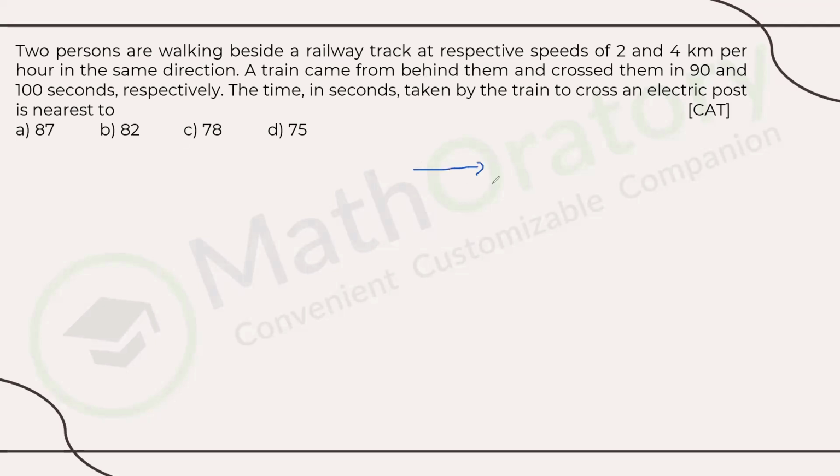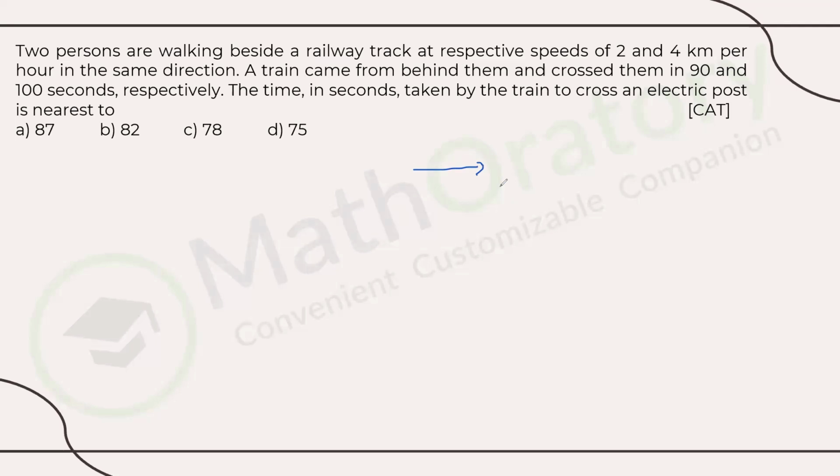So when a train is crossing any one man, it is basically crossing its own length, right? So the distance needed to be covered would be the length of the train in each of the cases, the first person as well as the second person. But since it is coming from behind and crossing them, the relative speed will be the difference of the speeds of the two objects, isn't it?